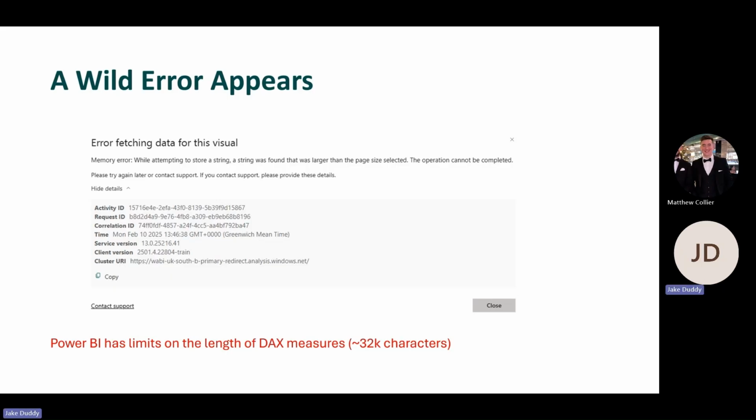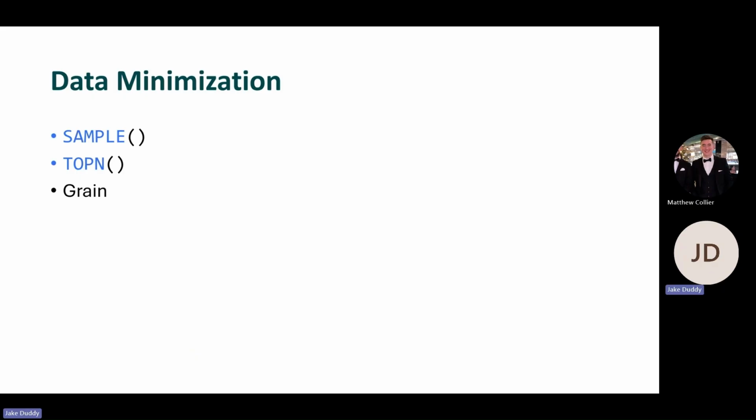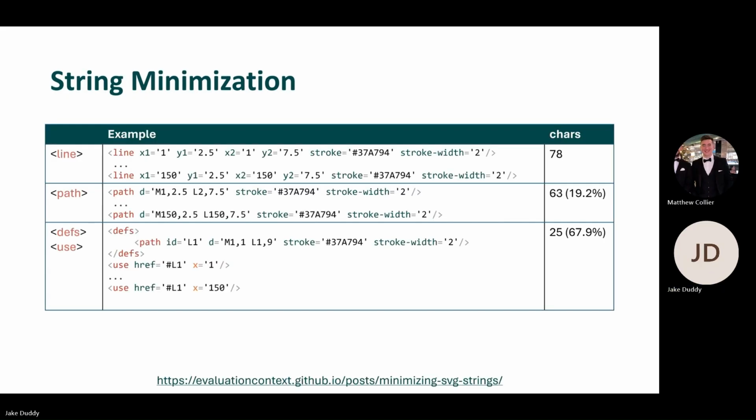You can show more data points, and you're going to have a smaller data cache, right? So the first thing you might think of is reducing the amount of data, so the number of data points. You might use sample to just take random points that you want to draw points for. You might use top N just to pick it out. Or you might decide to use a different grain of data. So rather than using day, you might use month, you might use year, right? But you could also use some other techniques to try and reduce the size of the strings.